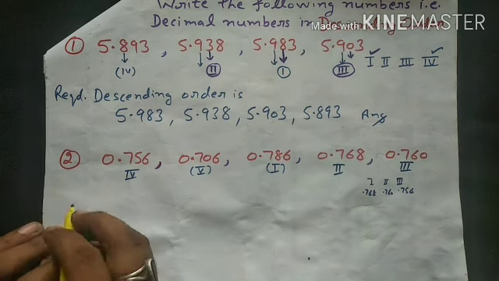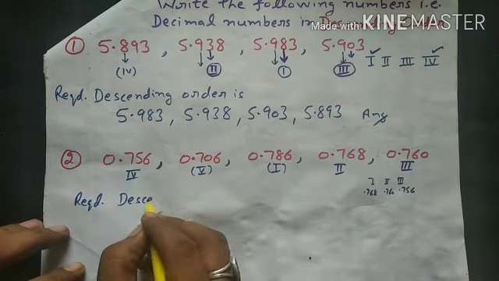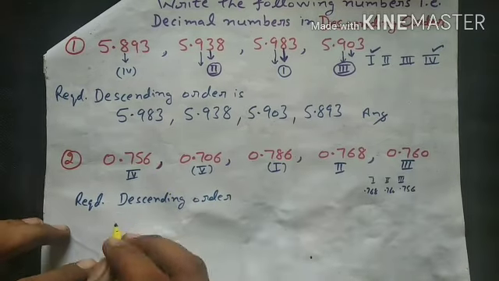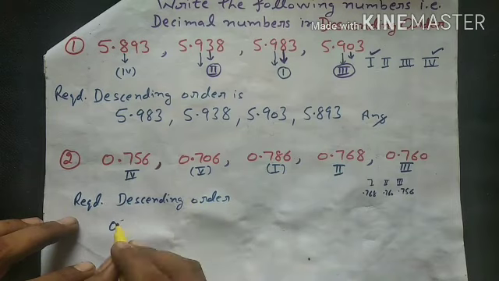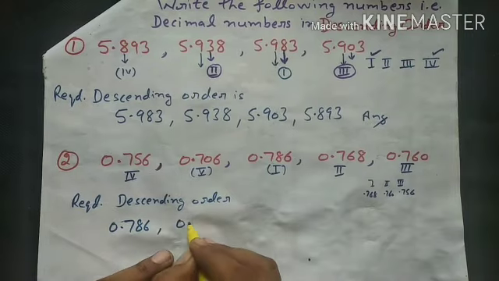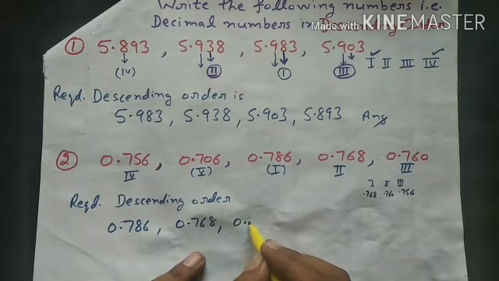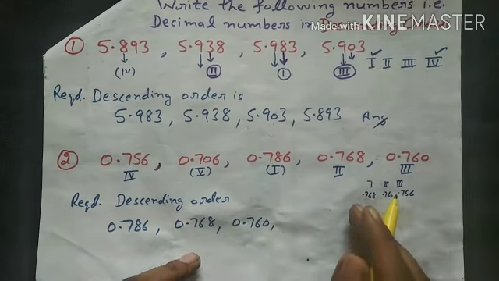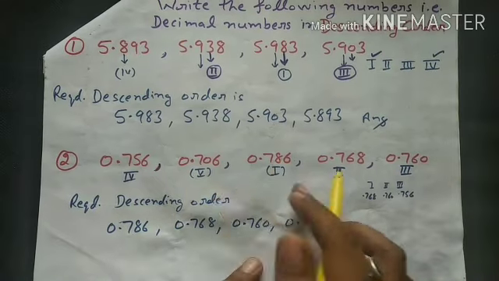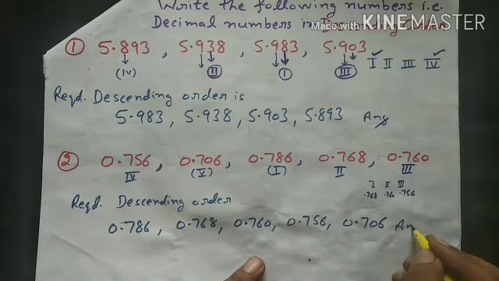So as per this, the required descending order: the first one is 0.786. The second is 0.768, 0.760 and 0.756, and the fifth one is 0.706. This is the required answer, student.